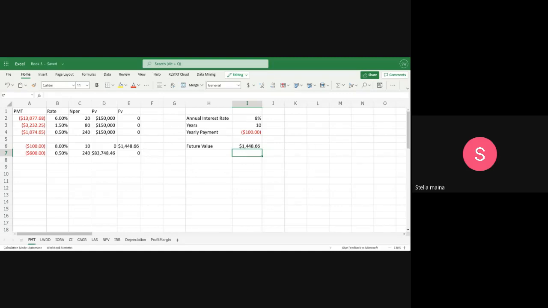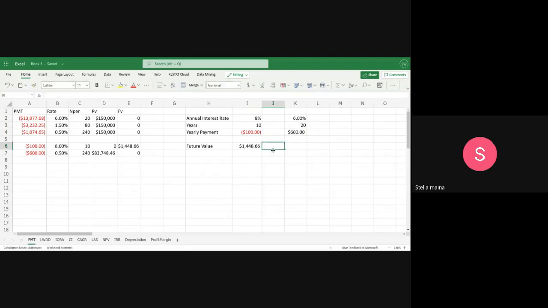Okay, so for annuity, you're now calculating the present value. It's the same breakdown. I can just write it here. Annual interest rate is 6%, years is 20, and then monthly payment is $600.